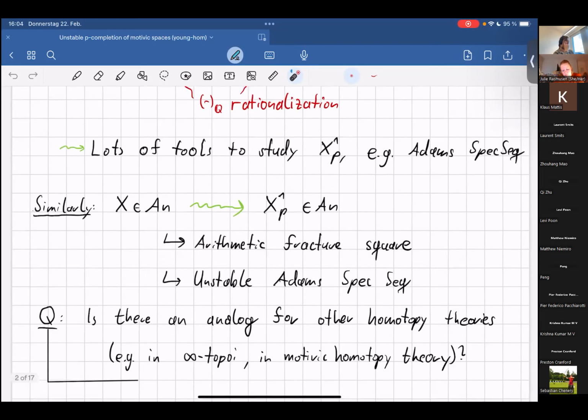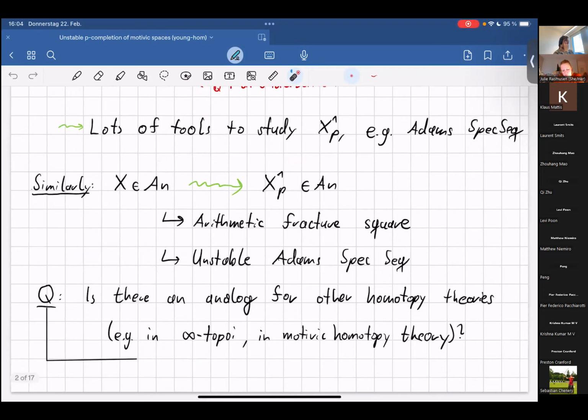Now the question you can ask is: is there an analog for other homotopy theories? For example, if we are in an infinity topos, do we also have a p-completion process like this? Or if we are in motivic homotopy theory, can we do the same? And the short answer to this question is yes.